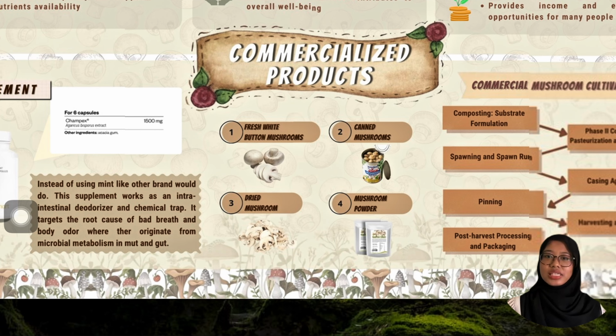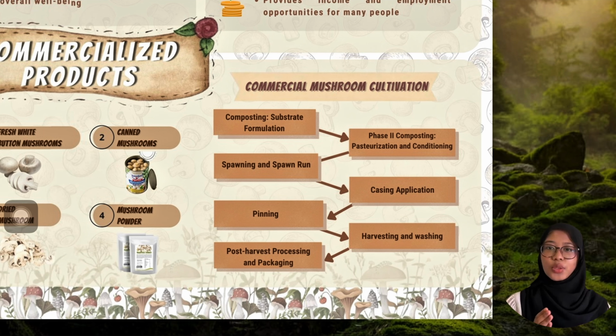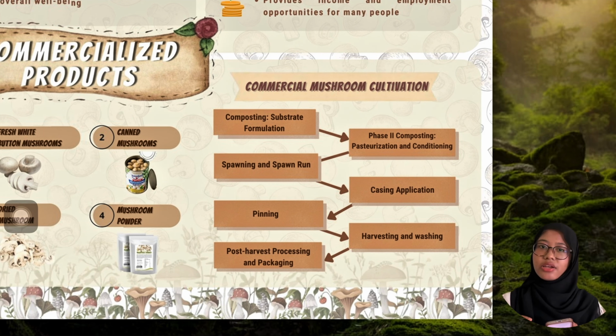ingredient. Beyond this specialized health application, commercialized cultivation supplies a broad consumer market through four primary forms: fresh white button, canned, dry, and powder, all generated through a strict multi-stage cultivation pipeline. This agricultural process moves sequentially from composting, substrate formulation, and phase 2 pasteurization through spawning, casing, environmental management, and final harvesting, washing, and packaging for distribution.